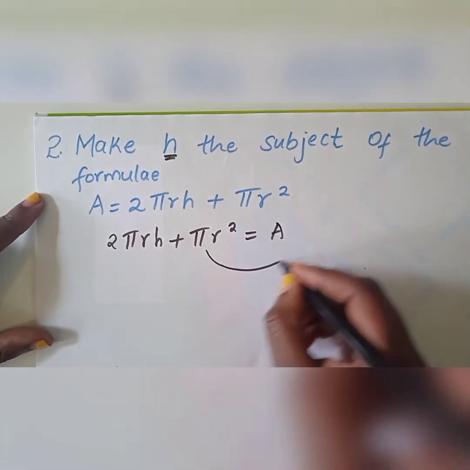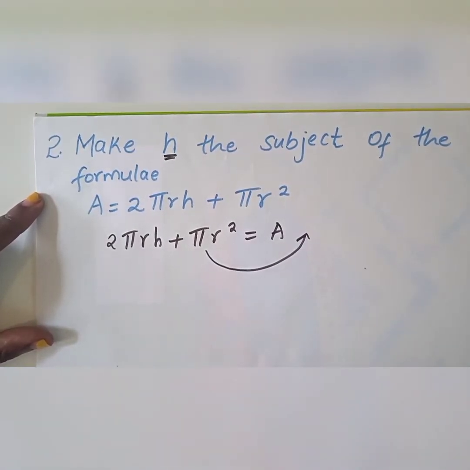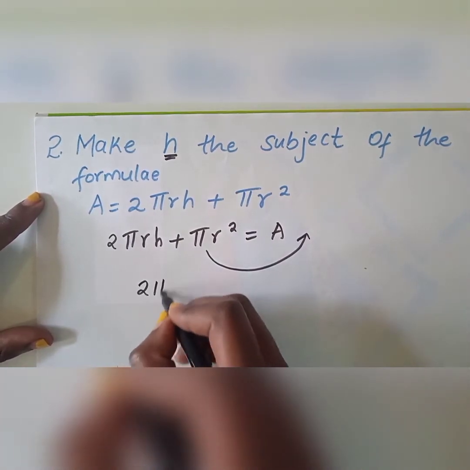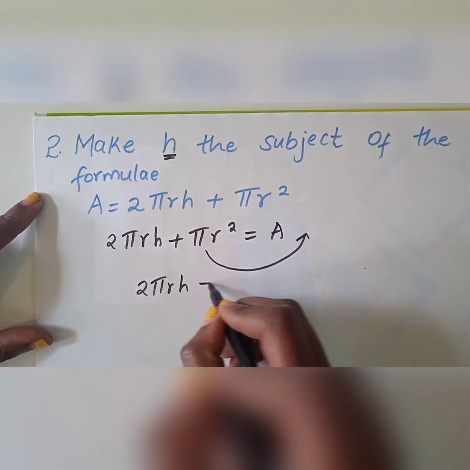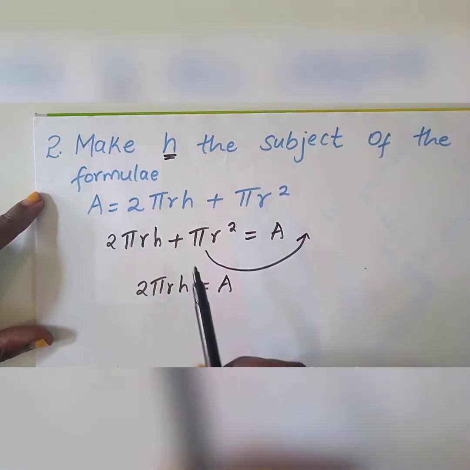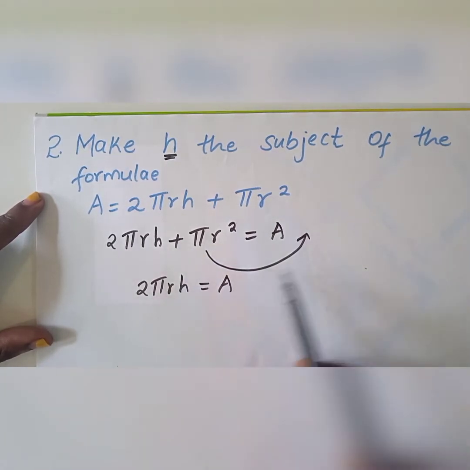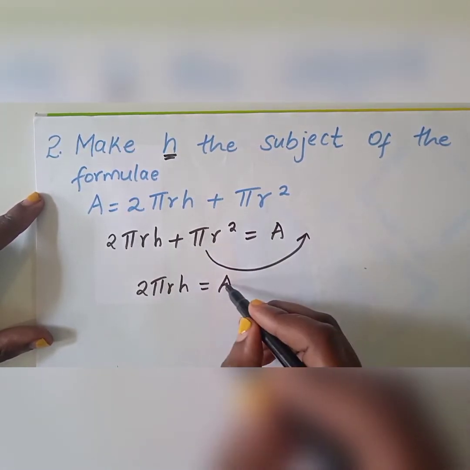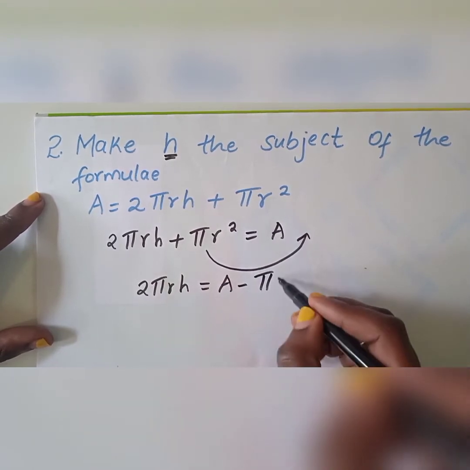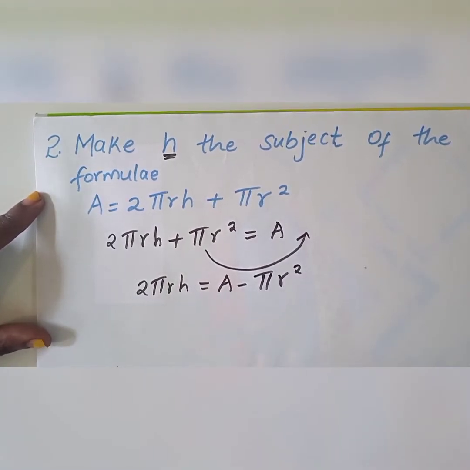So now we get rid of that one, we take it to the other side, we'll be left with 2 pi r h equals to a. Now it was a positive, so after crossing the equal sign, it becomes a negative. So minus pi r squared.